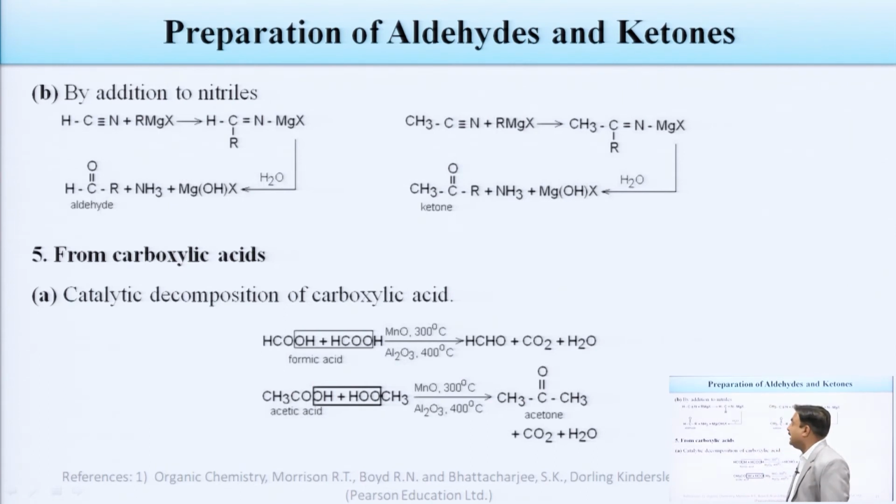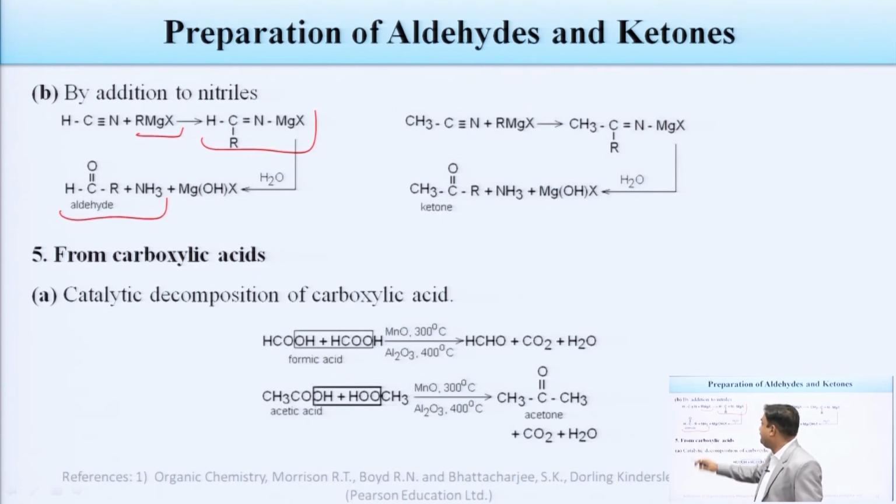Now, coming to the next method, aldehyde and ketone can also be prepared by addition to nitriles. Again we are using Grignard reagents. The Grignard reagent is added to the nitrile and we again get an adduct, an addition product. That addition product upon hydrolysis will provide an aldehyde, ammonia, and MgX(OH) as a byproduct. So, we get an aldehyde in this reaction.